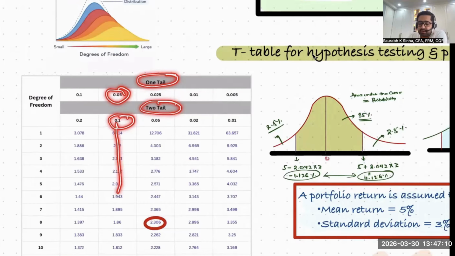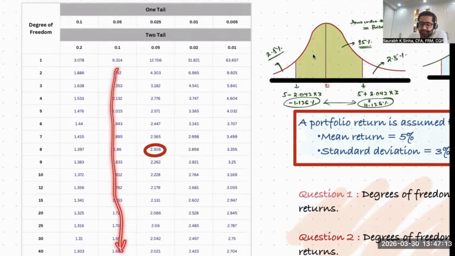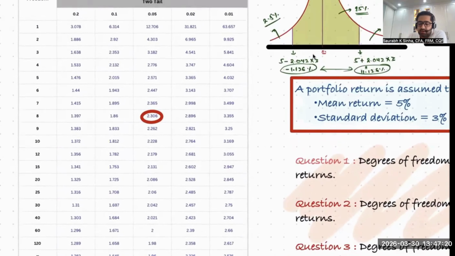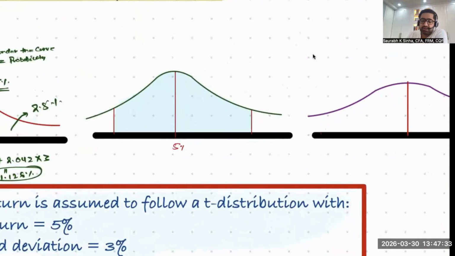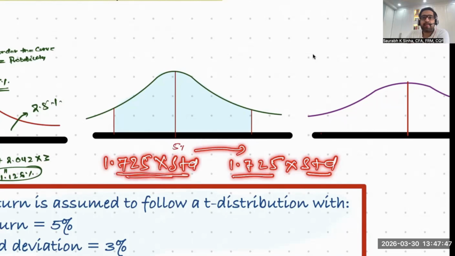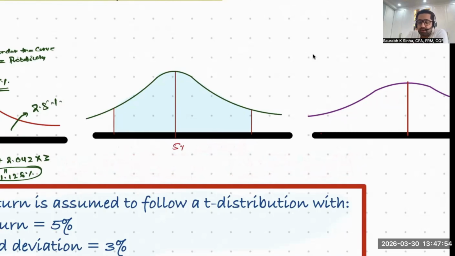In both situations, you have to refer to this column. But the degree of freedom is 20. The degree of freedom of 20 means that you have to study this row and this column. So this row and this column will give you T-statistics as 1.725. Which means that you have to move 1.725 standard deviations in the right direction, 1.725 standard deviations in the left direction, symmetrically from the mean. So 5 minus, 5 plus, and you'll get certain value. But what is important?